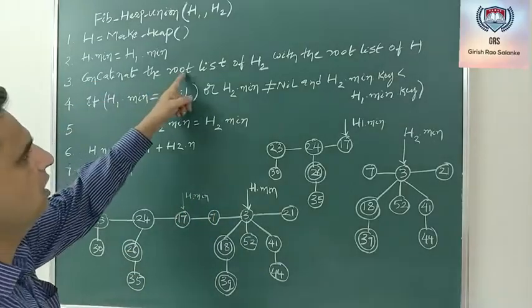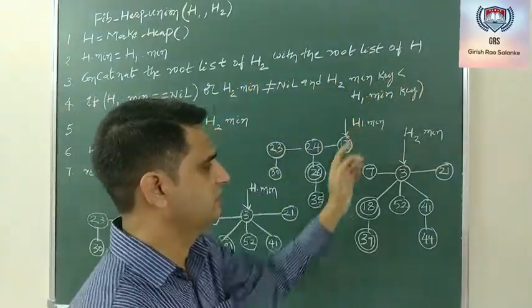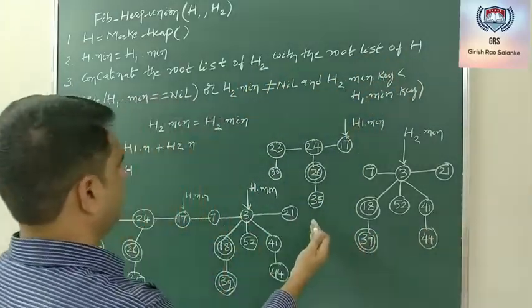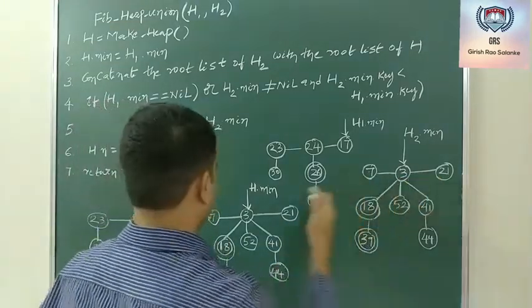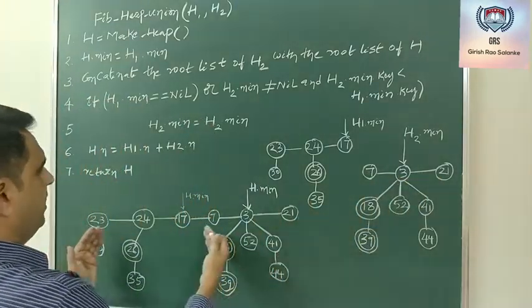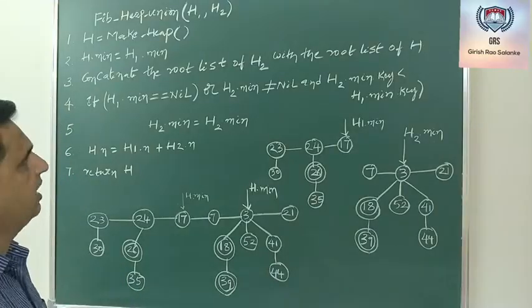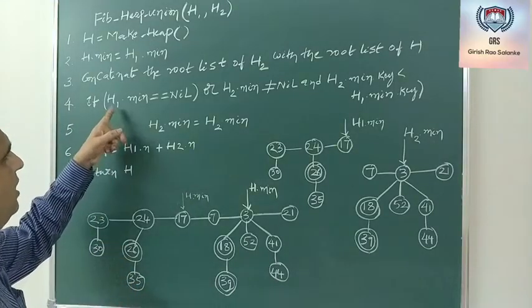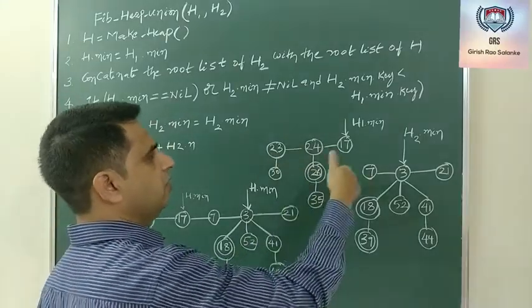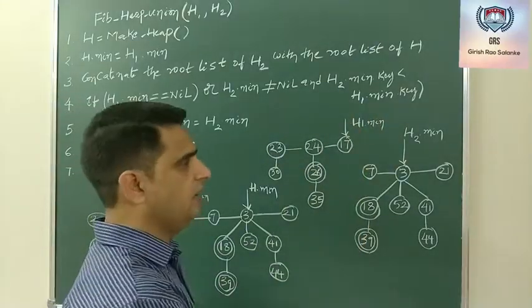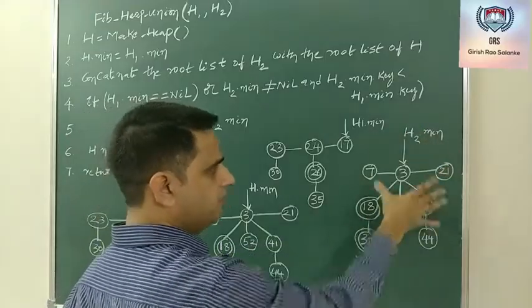Now concat the root list of h2 with the root list of h. So this is my h2. I am concating with the root list of h. So this 7, 3, 21 gets appended. It gets added to the list h. Now what I will do, I will compare if h1.min is equal to nil. In the sense, if the first Fibonacci heap does not exist, then my final heap will be just h2.